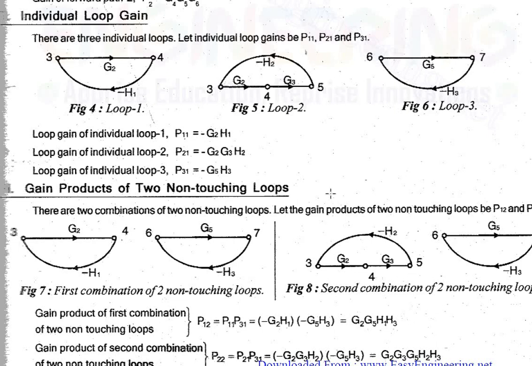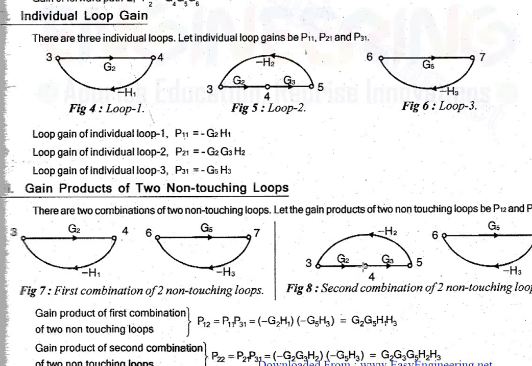Again we have one more combination of non-touching loops, and here also we are having the nodes 3, 4, 5. Here it is 3, 6 and 7. So totally different nodes with the two individual loops we are having. Therefore, again one more combination of two non-touching loops.